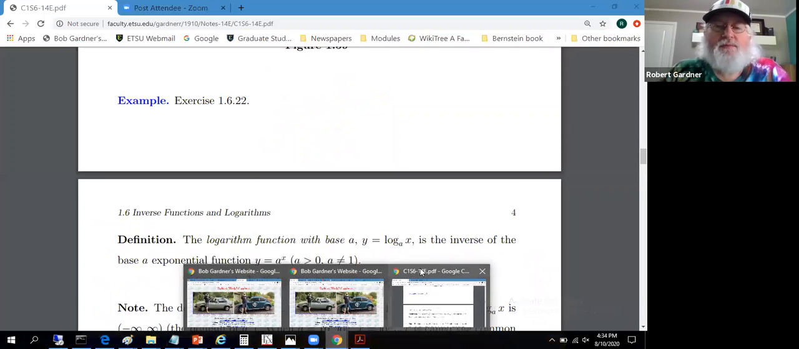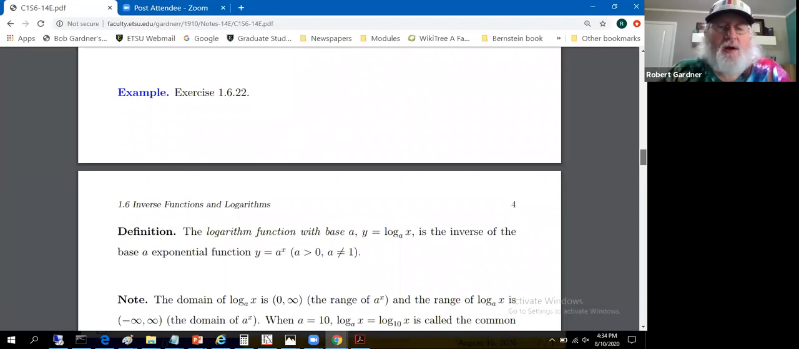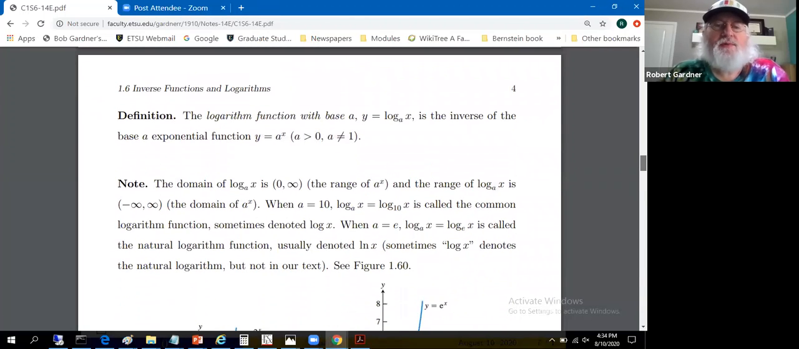Back to the notes. Let's talk about log functions. The logarithm function with base a, y equals log base a of x is how that is read. I'm sure you've encountered these before. It's the inverse of the base a exponential function, y equals a to the x, requiring a to be greater than 0 and not 1.